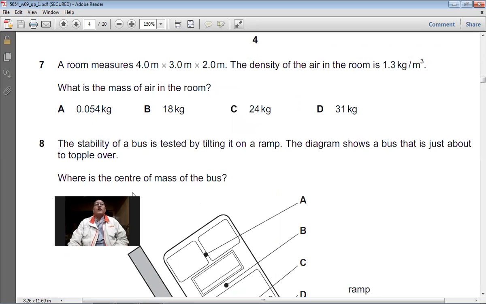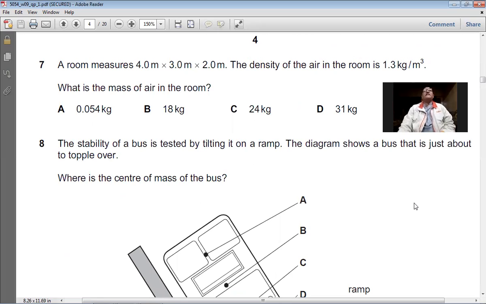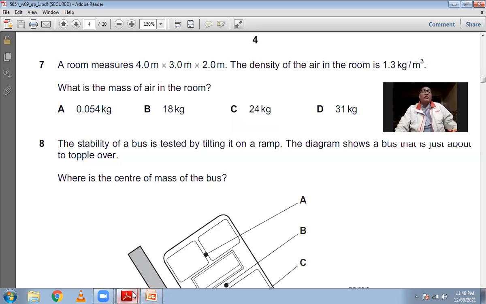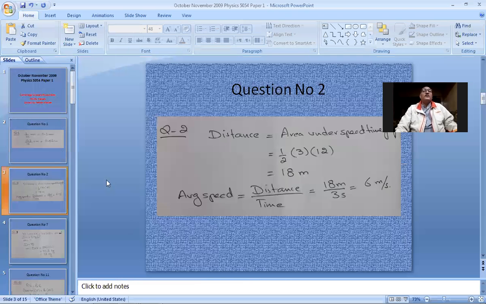Okay, so here we go. The next question coming up on your screen says a room measures 4 meters by 3 meters by 2 meters. The density of the air in this room is 1.3 kg per meter cube. What is the mass of air in the room? So we can calculate the volume of that air.